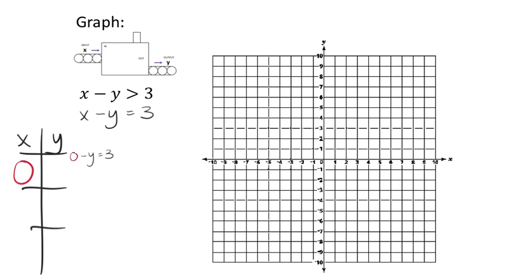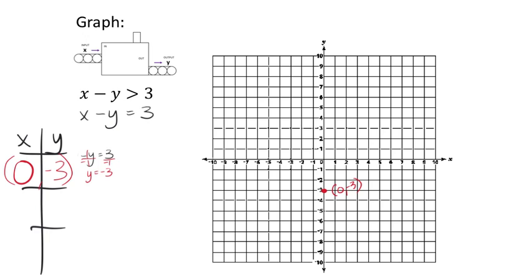Okay, so 0 minus y equals 3. I can treat that as just negative 1y equals 3, so just divide both sides by negative 1, and we get a y value that is negative 3. Okay, so I have an ordered pair of 0, negative 3, which then I can put on the graph. So from the origin, just down 3, boom, that's my y-intercept at 0, negative 3. Okay, so we got that on the graph.